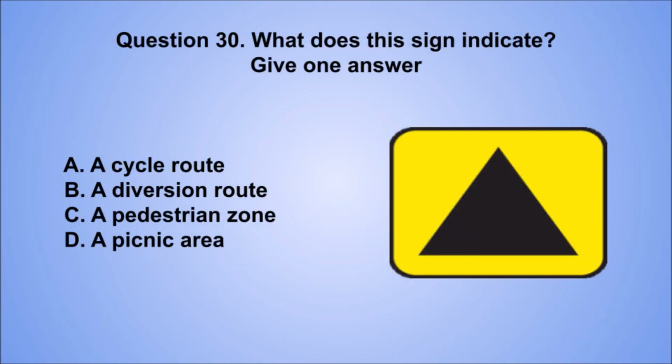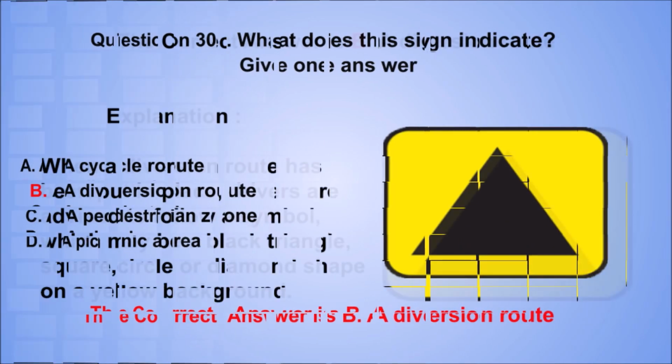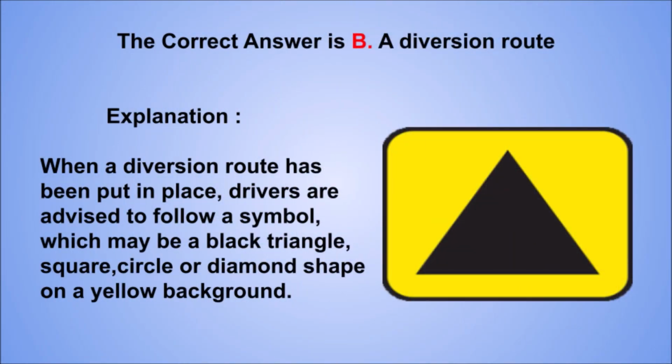Question 30. What does this sign indicate? Give one answer. A. A cycle route. B. A diversion route. C. A pedestrian zone. D. A picnic area. The correct answer is B. A diversion route. Explanation. When a diversion route has been put in place, drivers are advised to follow a symbol, which may be a black triangle, square, circle, or diamond shape on a yellow background.